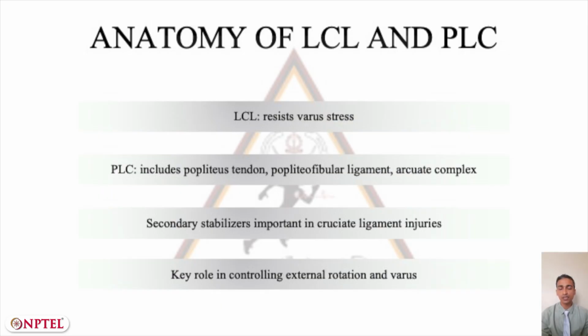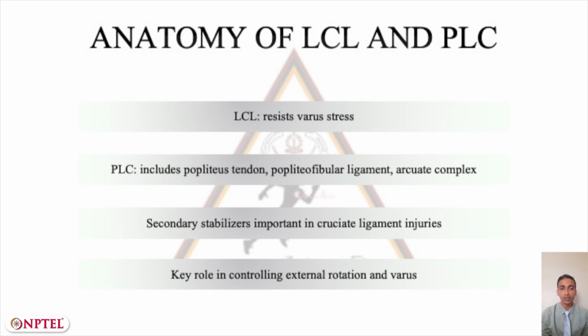As discussed in week number 1, the LCL runs from the lateral condyle of the femur to the fibular head, acting as the primary restraint to varus force and stress. Varus force is directed from the inner aspect of the knee to the outward aspect of the knee in the frontal or coronal plane. An LCL injury can be seen in both contact and non-contact sports.